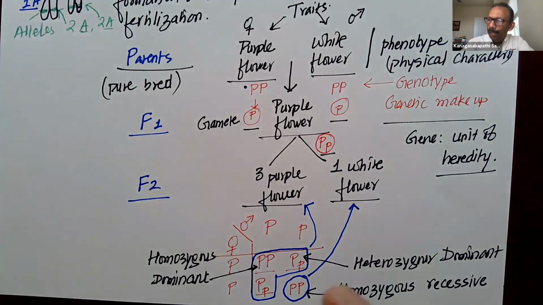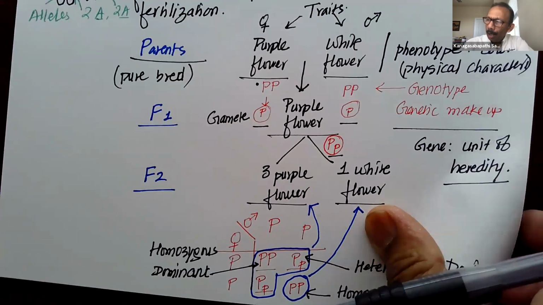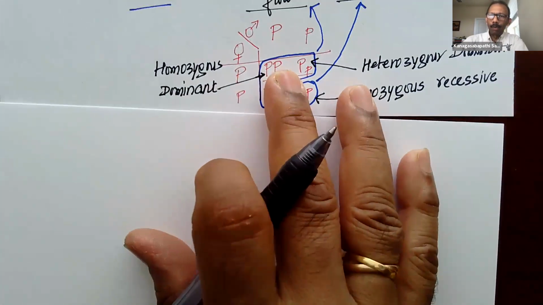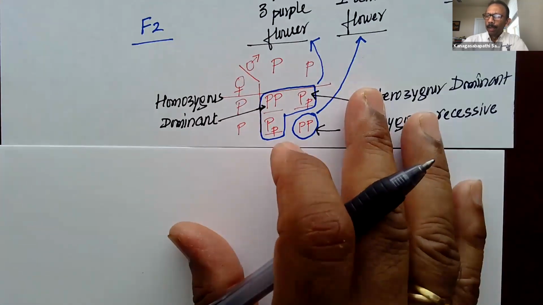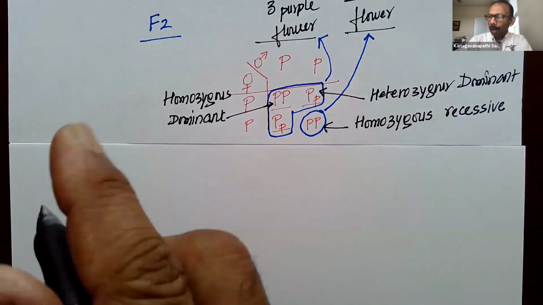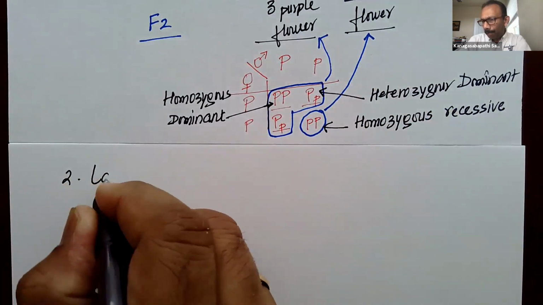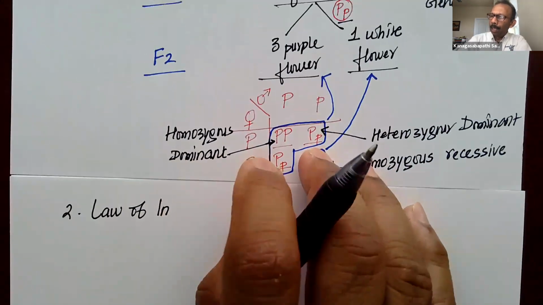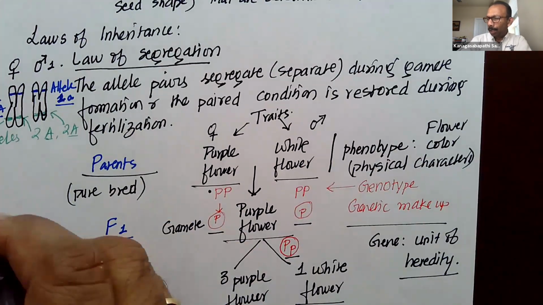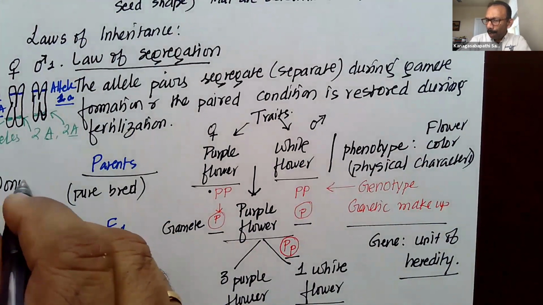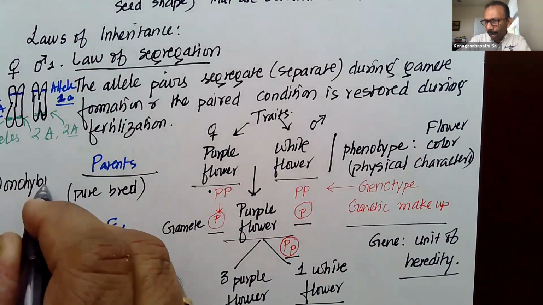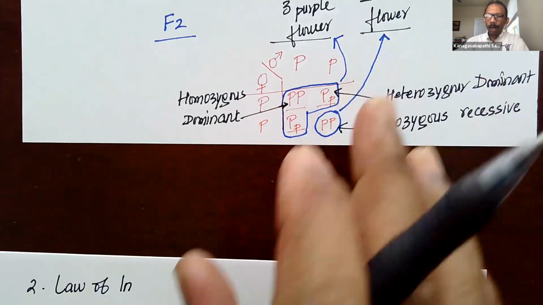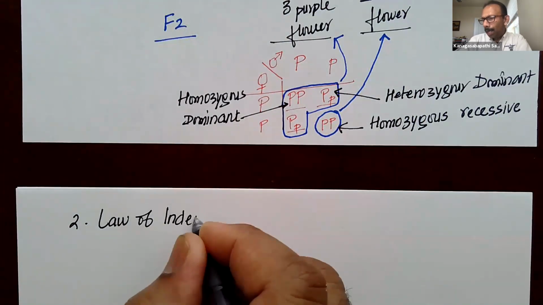Okay, no further question. I'm going to move on to the second law, and then we go on to non-Mendelian inheritance, and we wrap it up. The second law is the law of independent assortment. By the way, the first law that we explained here is called monohybrid. You're talking about one characteristic, and for the second, we are going to go through a dihybrid. So we will explain that.